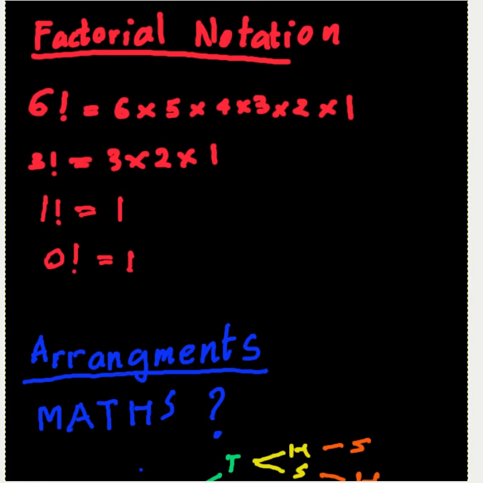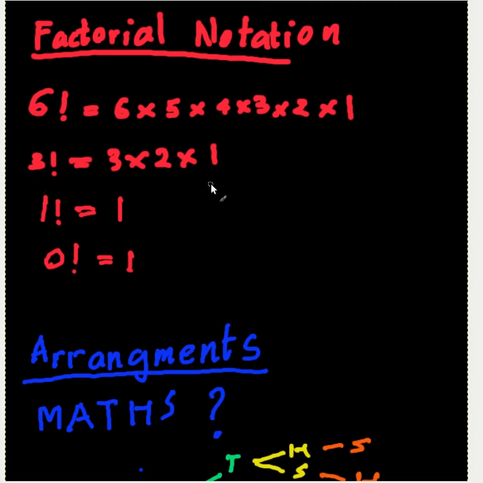Guys, in today's tutorial we're going to be talking about permutations, how to arrange things. So to start off, I need to teach you this factorial notation because it will make things a bit easier to write out. For example, 6 factorial is simply 6 times 5 times 4 all the way up to 1. And 3 factorial, similarly, is 3 times 2 times 1.